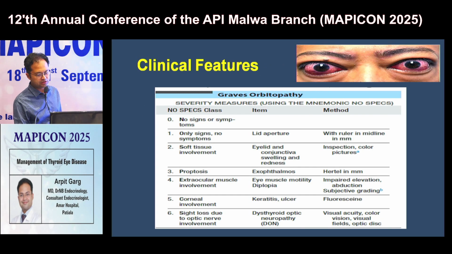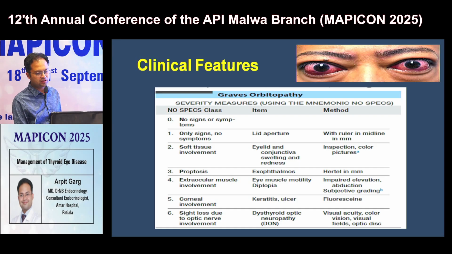Coming to the clinical picture, it can be easily remembered by a mnemonic, that is NOSPECS. It has been traditionally taught for many years. First of all, 0, no signs and symptoms. 1 is only signs, no symptoms. Patients often complain of grittiness in the eyes, dryness in the eyes, and some pain. Then comes the soft tissue involvement, in which there is eyelid and conjunctival swelling and redness.